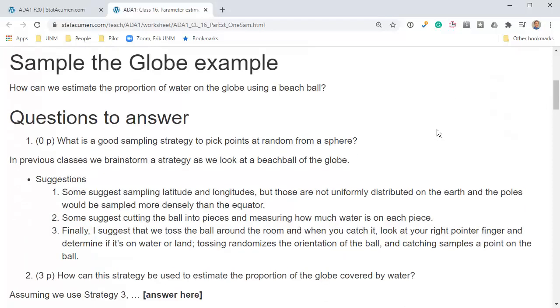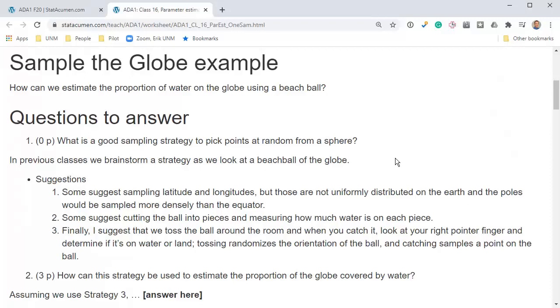So in class, here's the question. How can we estimate the proportion of water on the globe, our Earth, using a beach ball shaped like the Earth and with an image of the continents and everything on it? In class, this is a fun day because I bring in a beach ball and we think about how can we estimate the proportion of water. And typically I'd give you some points for determining a good sampling strategy to pick points from a sphere. But let me just talk through what we typically discuss.